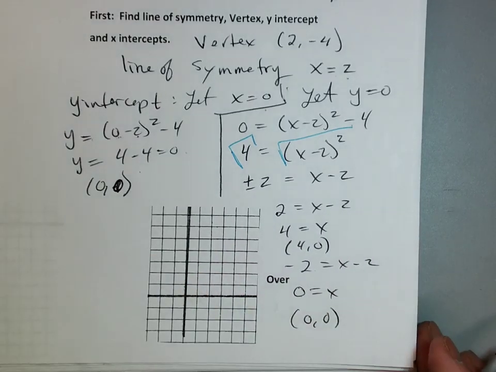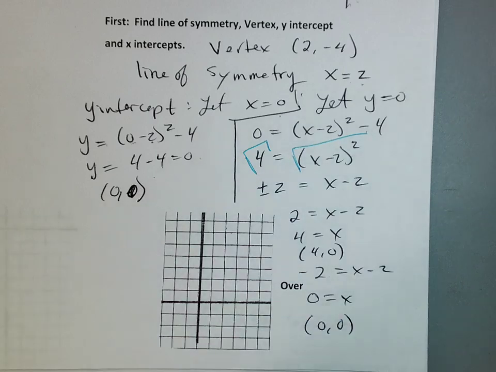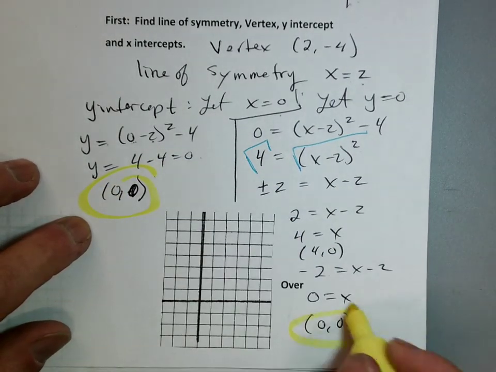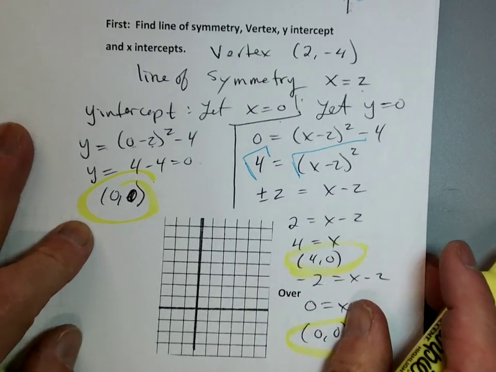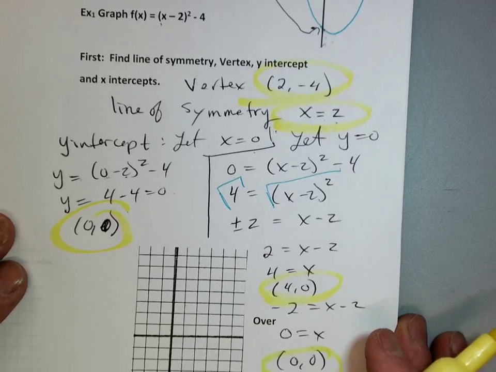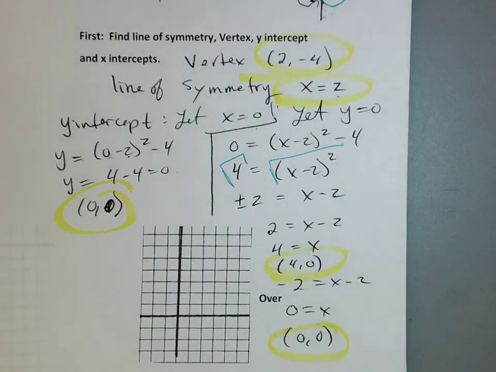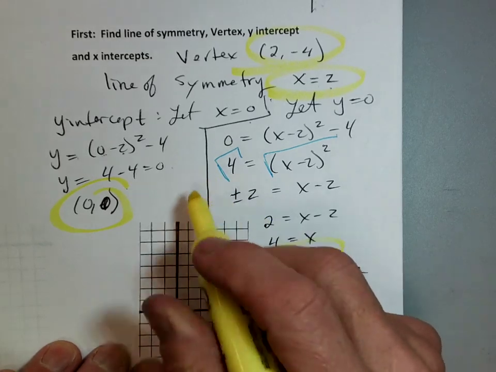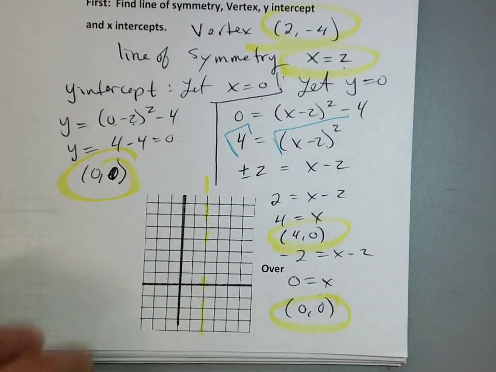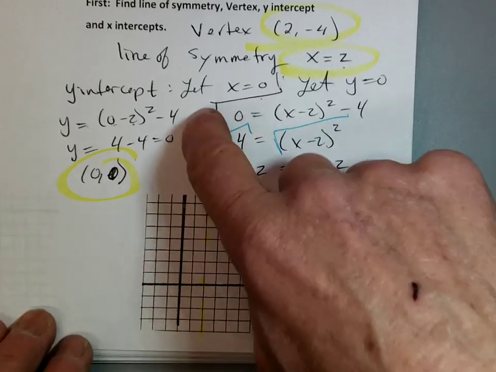Okay, so let's graph it. From all the information I have, let me highlight the stuff I need to graph. I need to graph this point, y-intercept, x-intercept, x-intercept, right? I've got my vertex and my line of symmetry. I want to put all of those down on my graph. Okay, easy. So first of all, I'm going to start with my line of symmetry. It's like an invisible line that goes right down the middle.